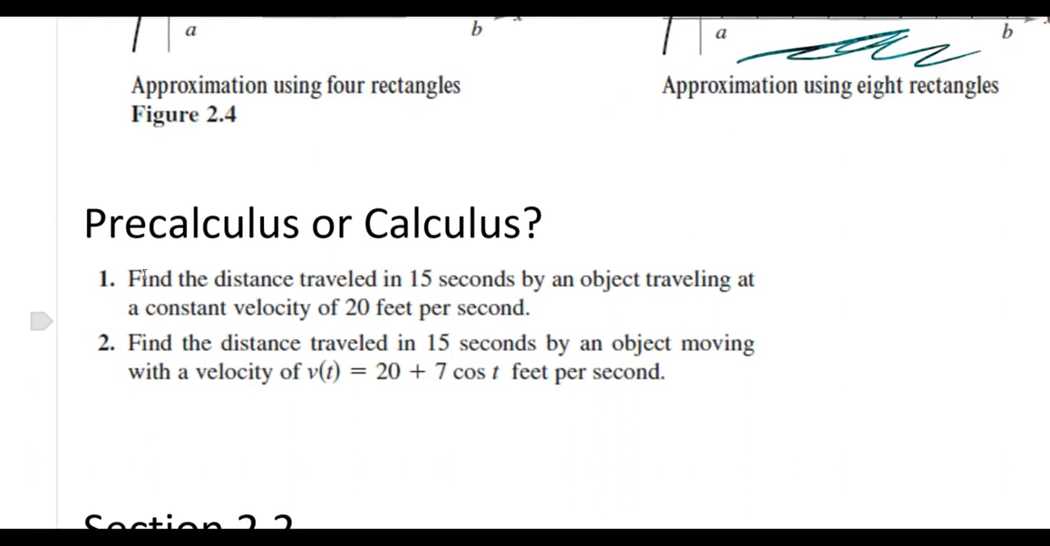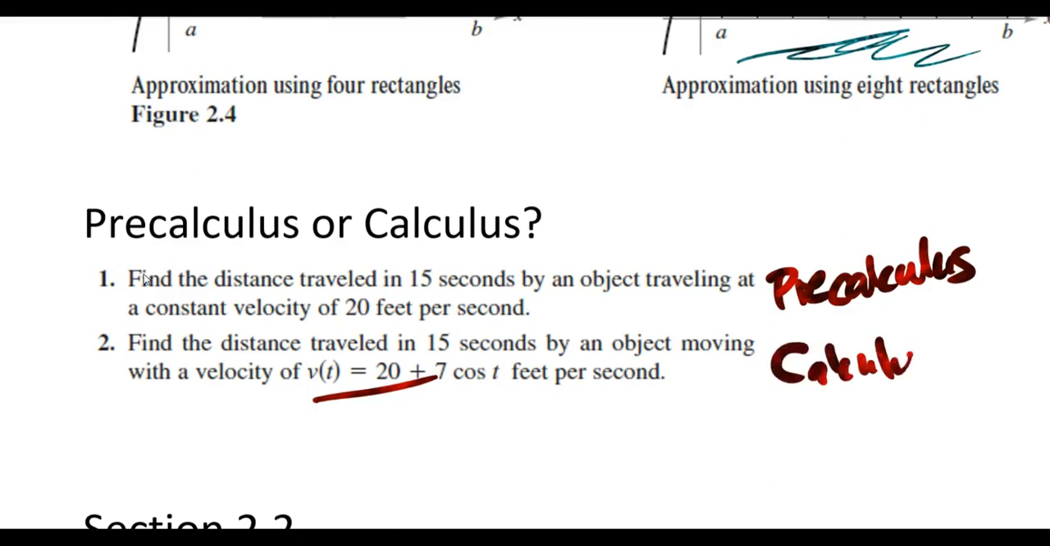So, the question for these is, is this pre-calculus or calculus? Do you think that finding the distance traveled in 15 seconds by an object traveling at a constant velocity of 20 feet per second is pre-calculus or calculus? It's pre-calculus! Do you think finding the distance traveled in 15 seconds by an object moving with a velocity of 20 plus 7 cosine t feet per second is pre-calculus or calculus? It's calculus!